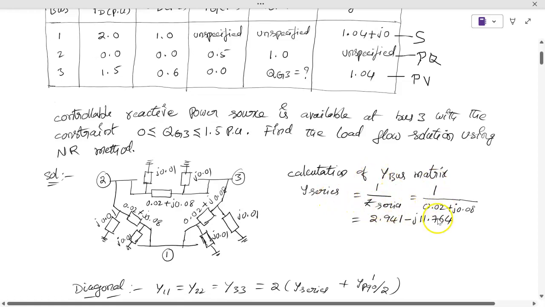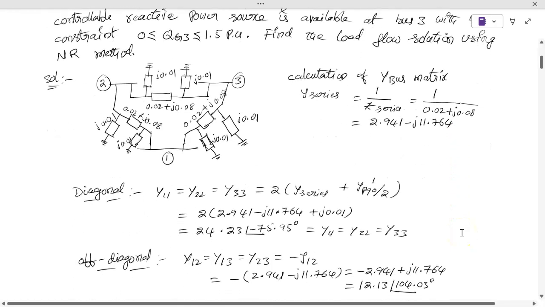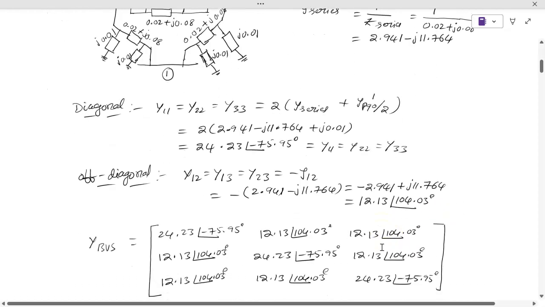So that is 1 by 0.02 plus j 0.08. After converting this and simplifying, we get 2.941 minus j 11.764, which is our required series admittance. Now we need to find the bus admittance matrix.